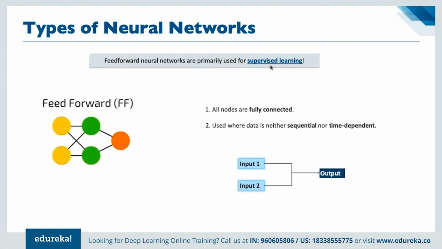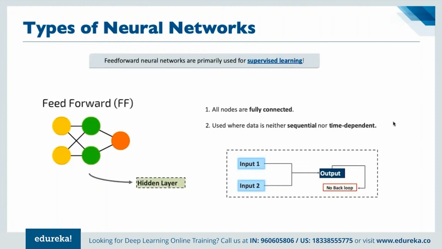And in this network, all nodes are fully connected. There is no partial connection between multiple nodes, right? This is basically used when data is neither sequential nor time dependent, right? When we talk about time dependent, we simply mean the data is not getting changed as time passes. And here there are no back loops available. Once we have the output, there are no back loops as part of feed forward, because that's what the name suggests, right?